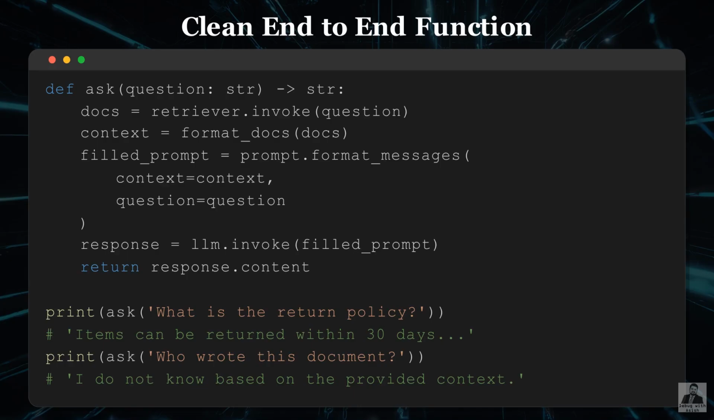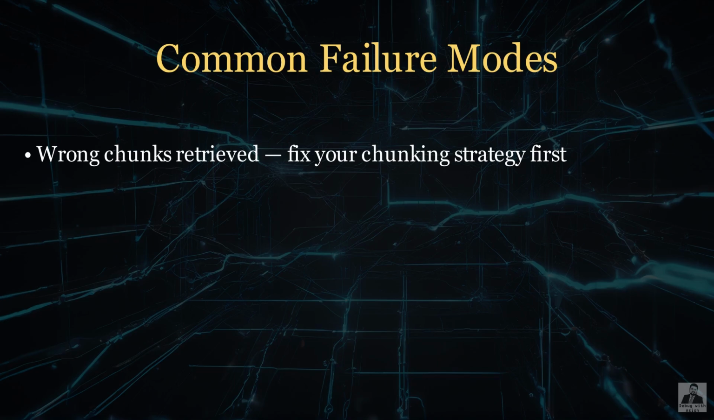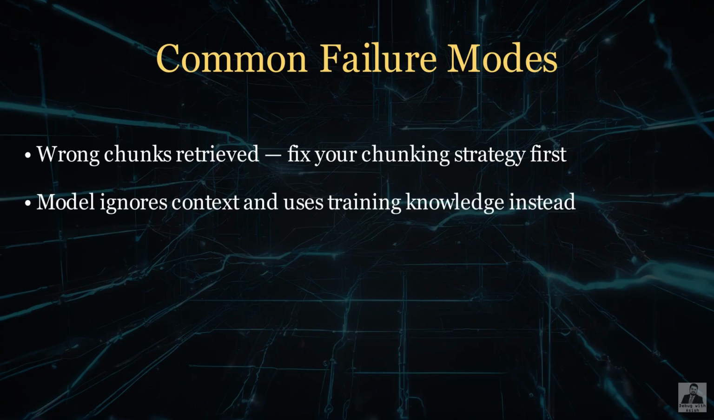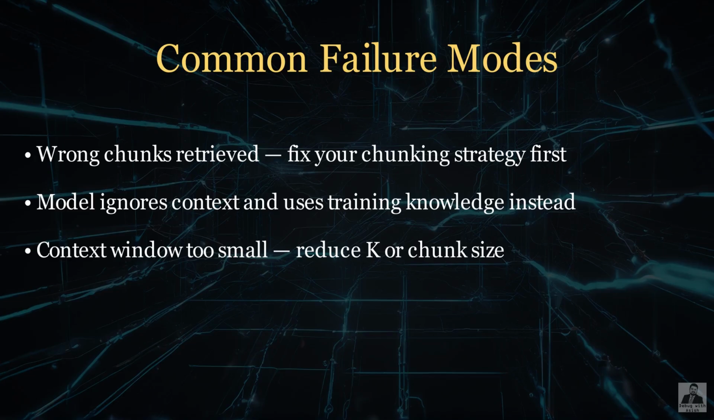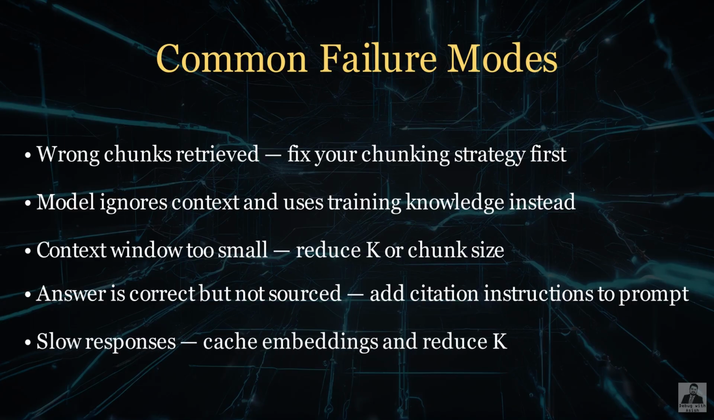When your RAG system gives wrong answers, there are 5 places to look. First, check that the right chunks are actually being retrieved before blaming the language model. Second, if the model is ignoring your context and making things up, make the instructions stronger in your prompt. Third, if responses are being cut off, your context is overflowing the context window. Reduce K or shrink your chunk size. Fourth, add citation instructions to your prompt so answers reference their source. And fifth, if speed is an issue, reduce K and cache your embeddings.